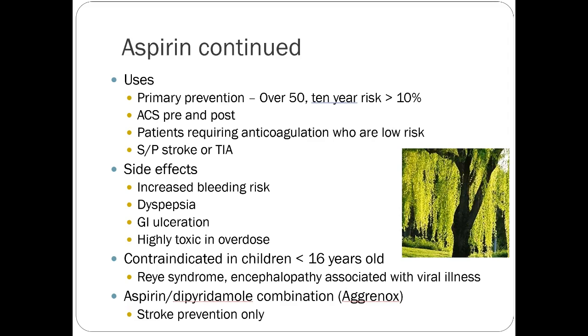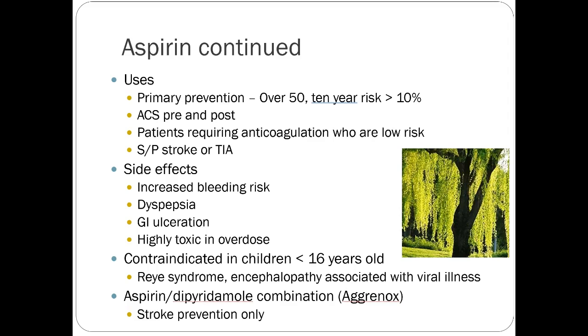Continued aspirin stuff. So again, some people will say that if you're over 50 and you have your 10-year risk score above 10%, they might consider recommending it as a stroke prevention option. But again, that's a little bit controversial. The rest of the things we've talked about, status post-stroke, status post-ACS, aspirin is going to be indicated.